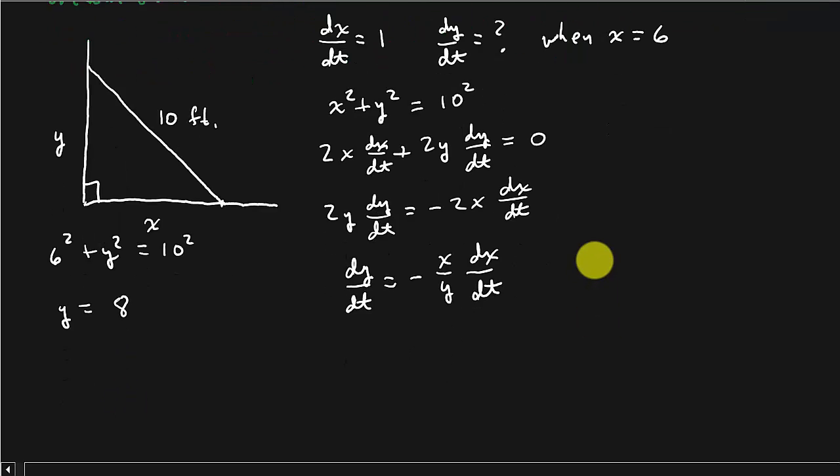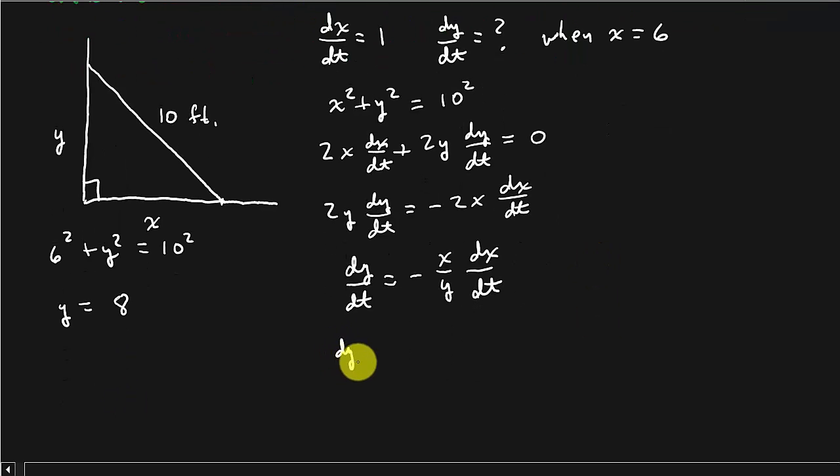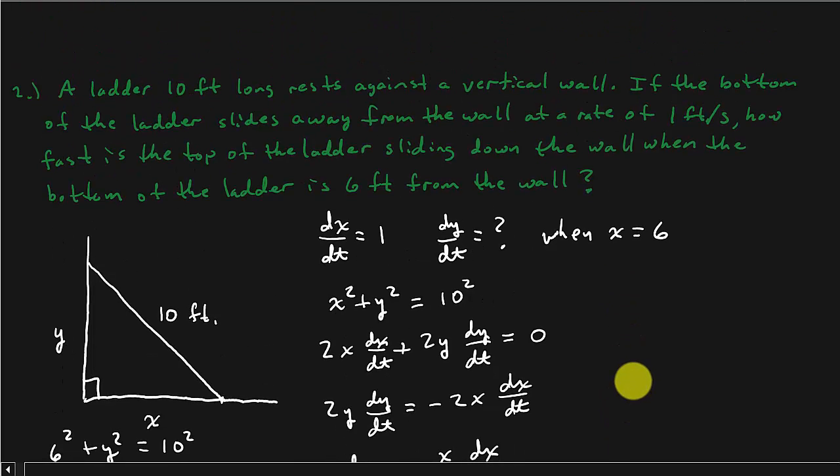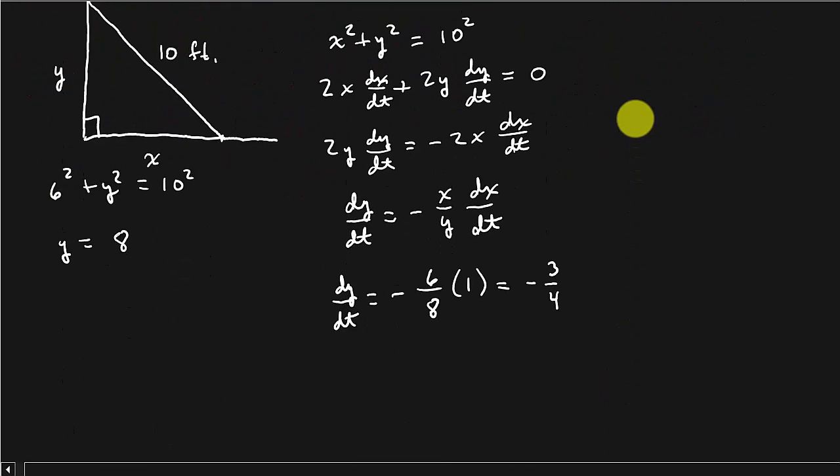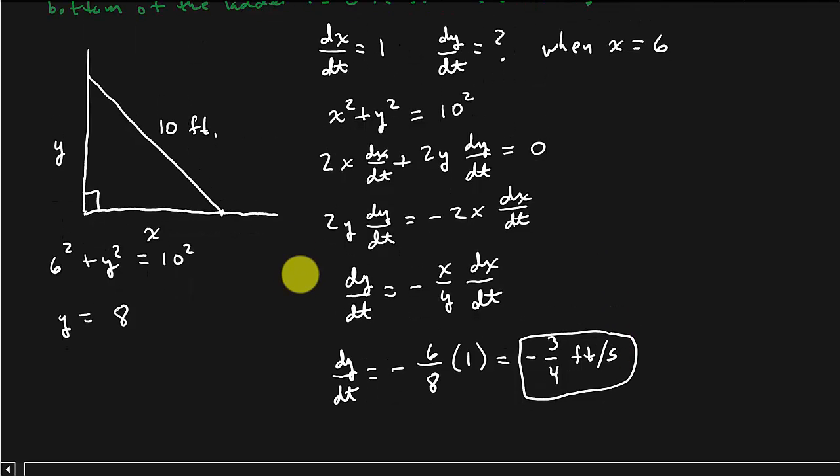So y is 8. And so now I'm going to get dy/dt is equal to negative x over y times 1, which is 6 over 8 times 1, which is negative, let's see, negative 3/4. Okay. And then we are in feet and seconds, so that's feet per second. So this point here is sliding down the wall at 0.75 feet per second. The negative means it's sliding downward.